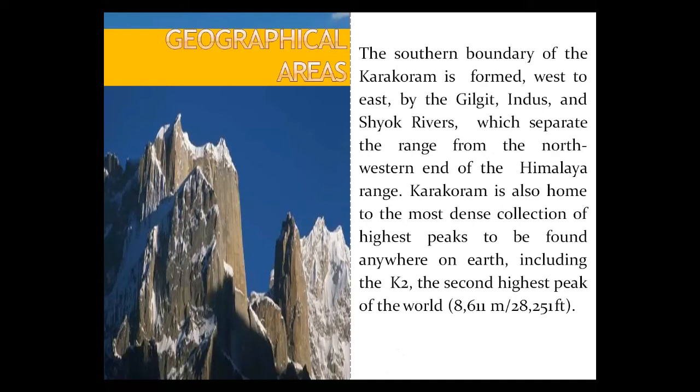Karakoram is also home to the most dense collection of the highest peaks to be found anywhere on the earth, including K2, the second highest peak in the world. A number of glaciers cover these ranges, including the Siachen Glacier. Pakistan's Silk Route, or the Karakoram Highway, passes through the range and connects with China.